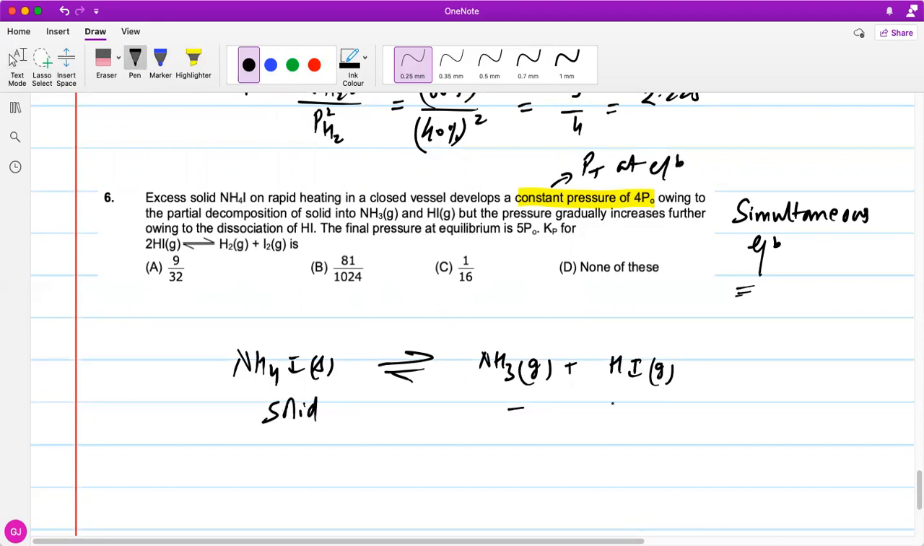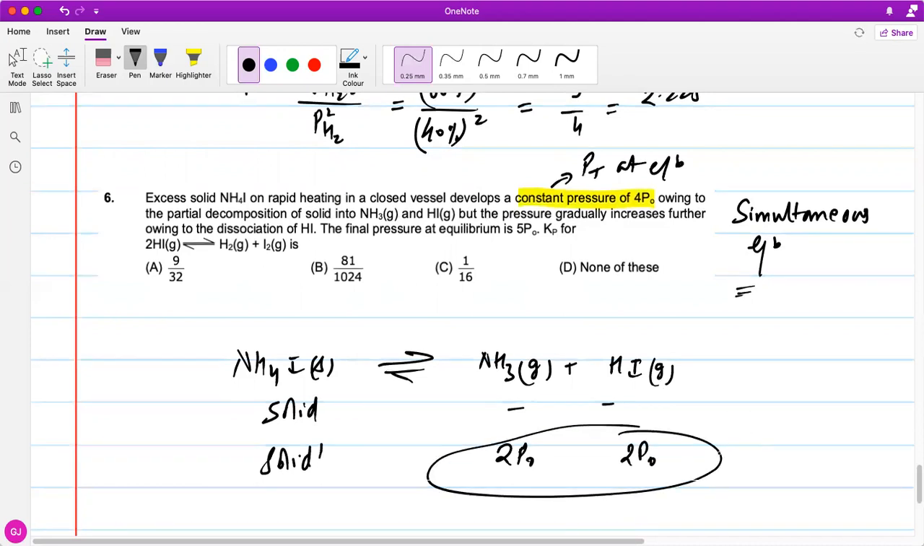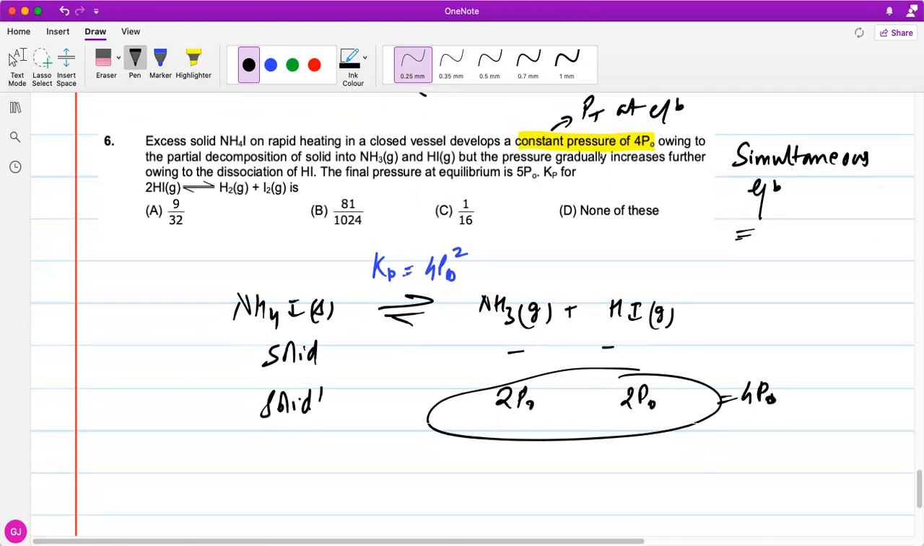So solid, nothing. Solid changed into some solid dash, don't care. Now this will be 2P naught and this will be 2P naught such that the total is 4P naught, right? And based on this, you can gather that the Kp of this reaction will be 2P naught into 2P naught, right? Upon solid का activity हम लोग बन लेंगे. So that is 4P naught square. Correct? Now, once we get hold of this, there was no simultaneous equilibrium. This was just plain simple one equilibrium till this point.